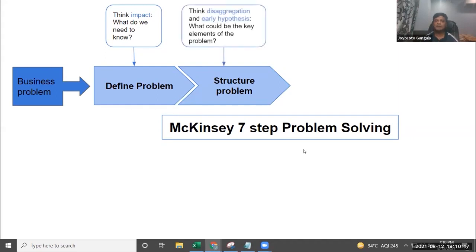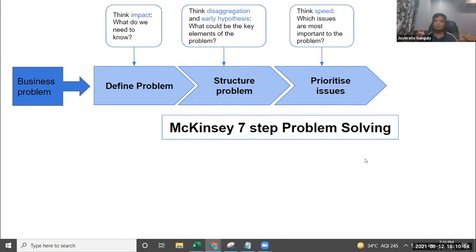Step two is structuring the problem. So you take a problem and you disaggregate it into early hypotheses of what could potentially be the problem, the sub-problem and sub-sub-problem. That is all about structuring the problem. One such way to structure the problem is called an issue tree, which we are going to use today. Step three is to prioritize the issues. Once you have defined the problem and structured the problem, your next step is always to prioritize the issues.